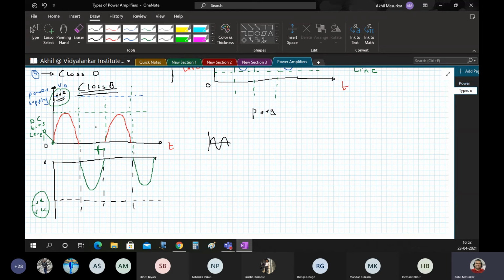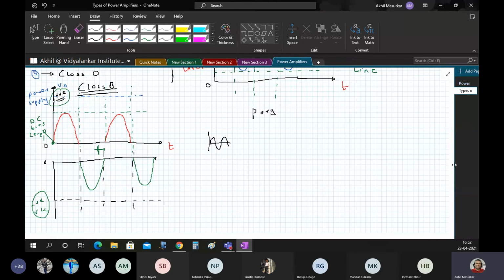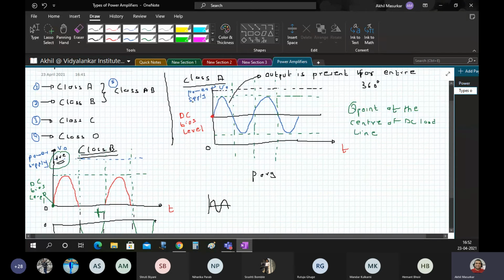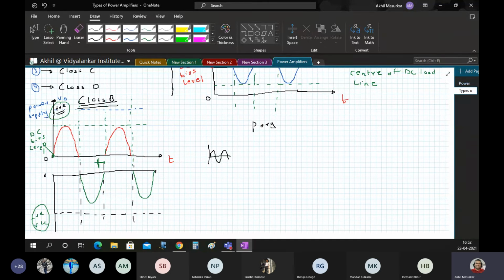Then we have class AB. So an amplifier may be biased. Sometimes the bias point is at a very high level, sometimes the bias point is 0 only. Now what if it is close to 0, and what if it is very high?